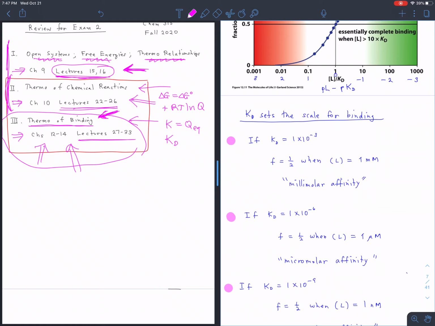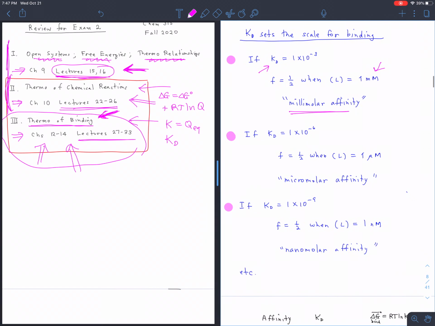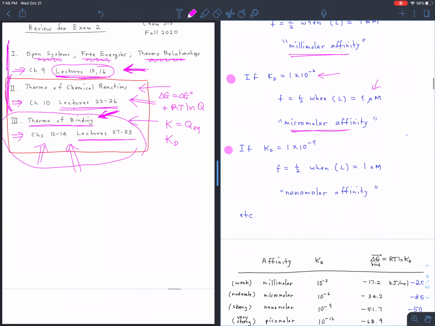We can talk about millimolar affinity. When Kd is 10 to the minus 3, that means that when ligand is 10 to the minus 3, we're going to start getting things loading up. We can talk about micromolar affinity. When the Kd is 10 to the minus 6, then only when ligand concentration gets to be in the micromolar range will you start loading things up. We can talk about nanomolar affinity, picomolar affinity, femtomolar affinity, zeptomolar affinity, going down and down and down.